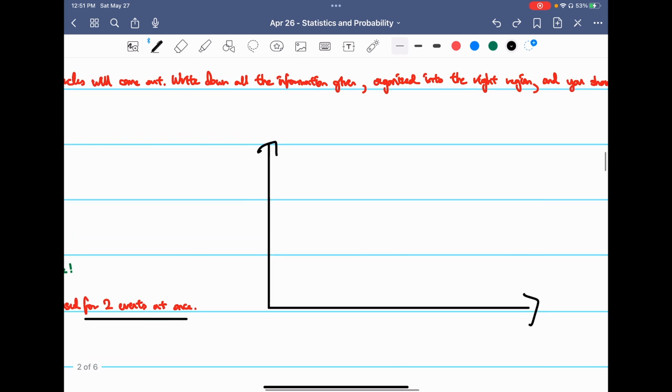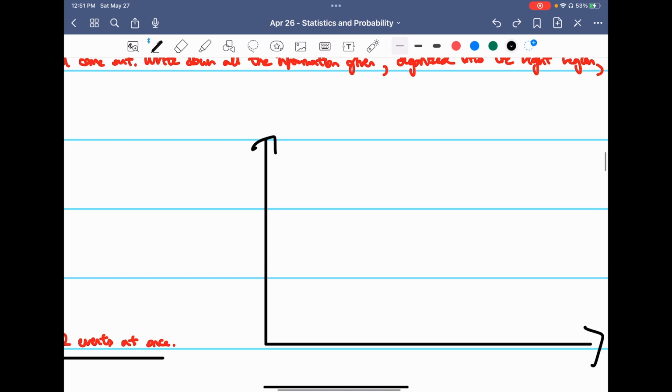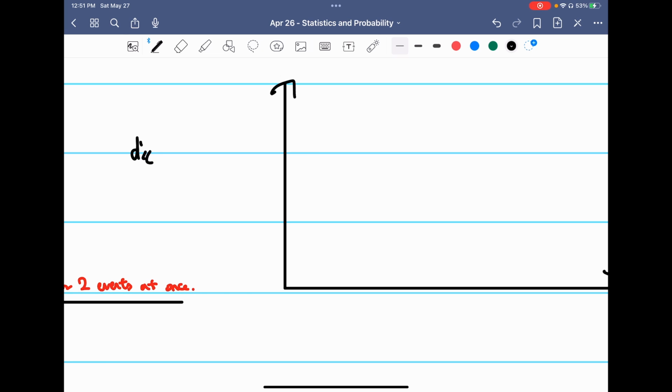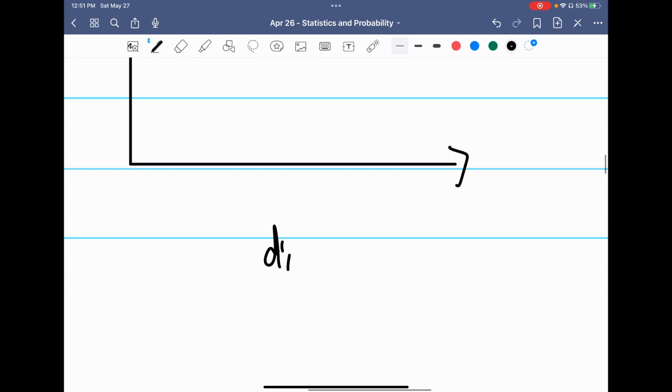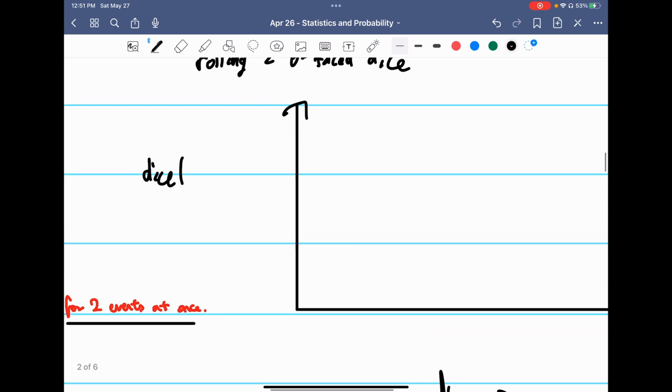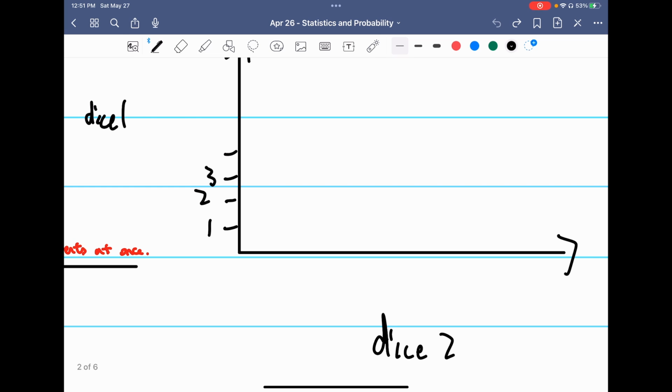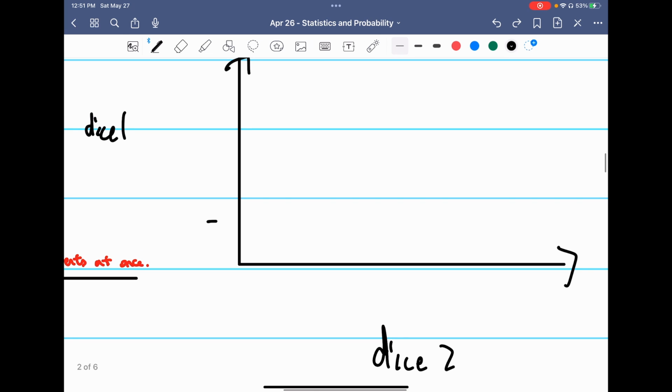So the maximum number of events we can have is 2 events. I'll give you an example of rolling 2 six-faced dice. On the x-axis, I'm going to do dice 1, and on the y-axis, I'm going to do dice 2. And obviously, because they are six-faced dice, the only outcomes we can have are 1, 2, 3, 4, 5, and 6. Actually, let's draw this in a straight line. Give me a second.